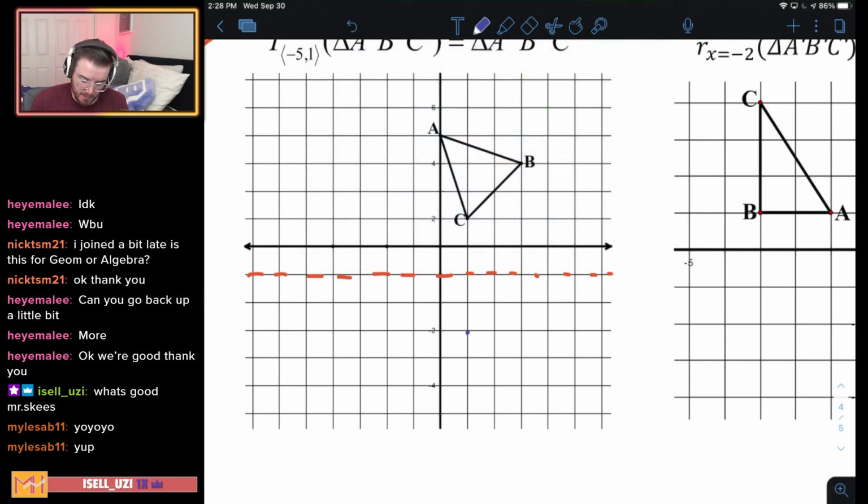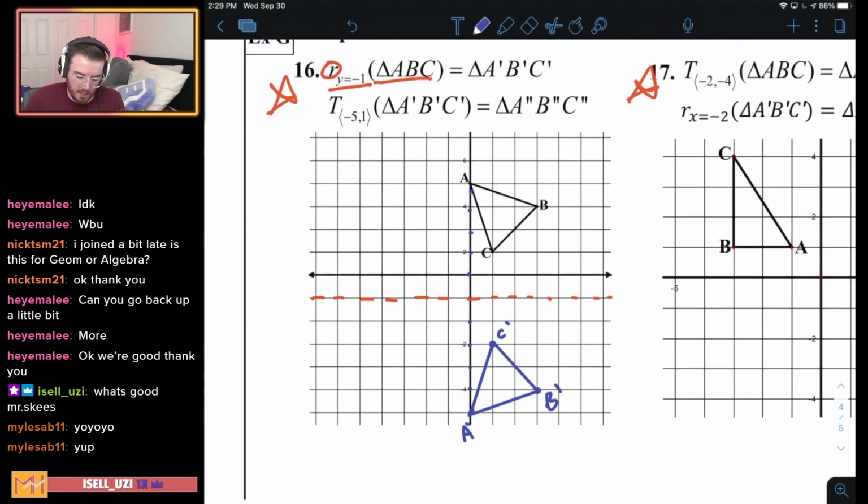So C's up there, C prime's right there. 1, 2, 3, 4, 1, 2, 3, 4. There's B prime. And A is 1, 2, 3, 4, 5 above. So 1, 2, 3, 4, 5 below is A prime. So there's our first image.